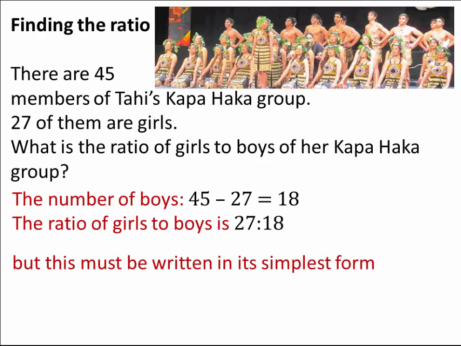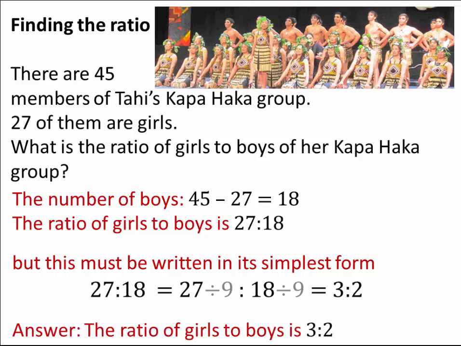We must write this in the simplest form, so look for the highest common factor: 27 divided by 9 and 18 divided by 9. So your final answer will be the ratio of girls to boys is 3:2.